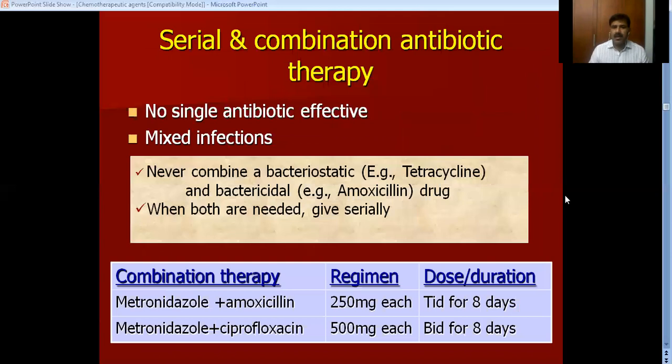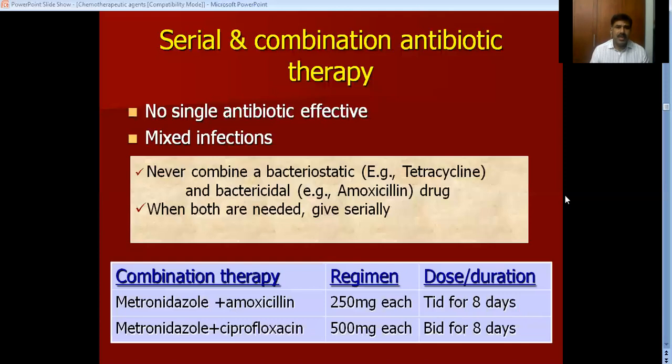Now, the next thing we should discuss is what is serial antibiotic therapy and what is combination antibiotic therapy. As I told you before, no single antibiotic, we don't have a magic pill to treat periodontitis. So you need to combine different types of drugs, and it is also a mixed infection. So there are certain rules when you give antibiotics together.